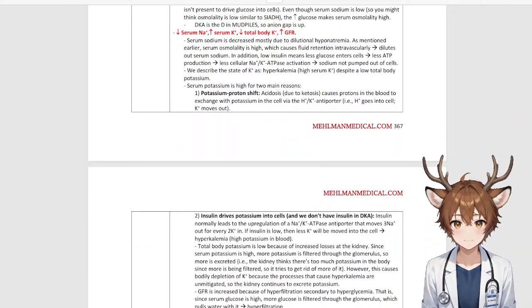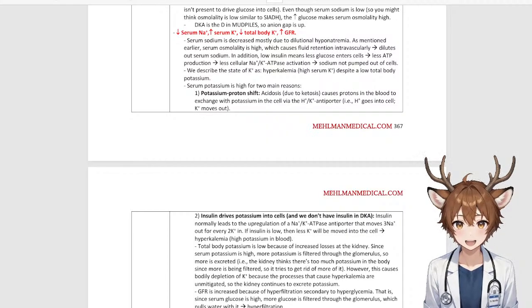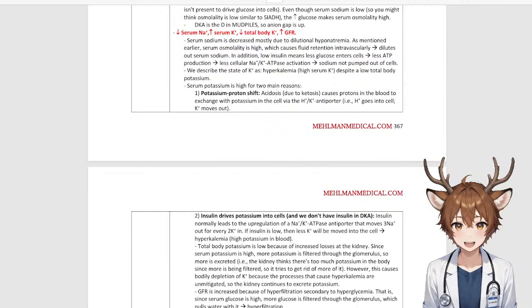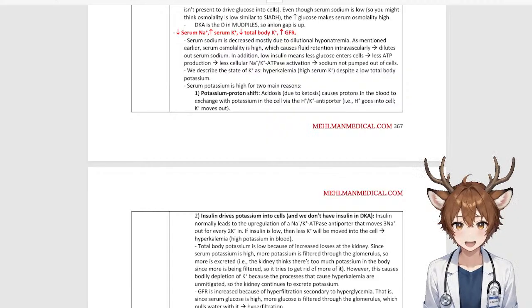Serum sodium decreased, potassium elevated, total body potassium decreased, and GFR elevated. Serum sodium is decreased mostly due to dilutional hyponatremia. As mentioned earlier, serum osmolality is high, which causes fluid retention intravascularly, leading to dilution of serum sodium.